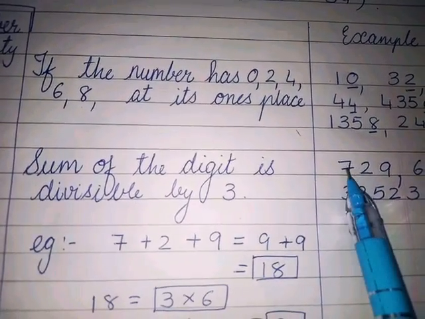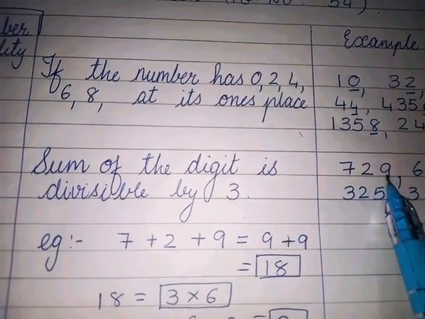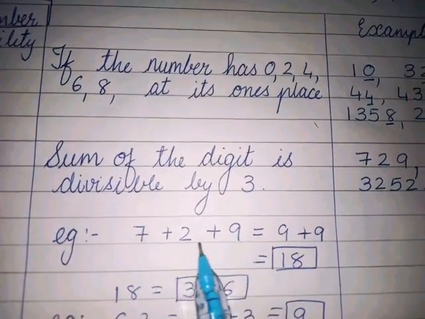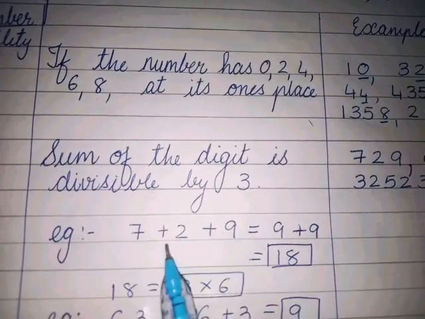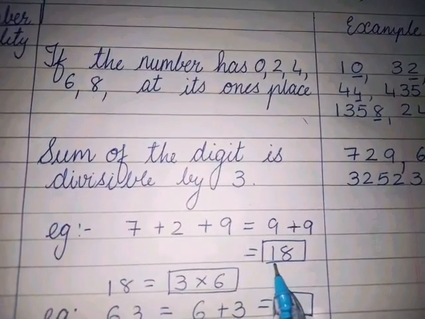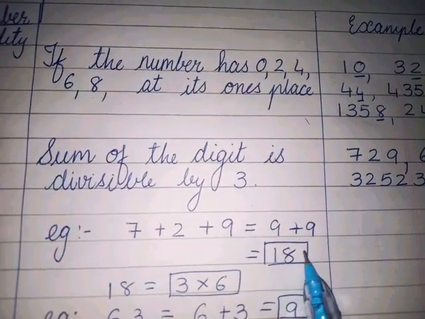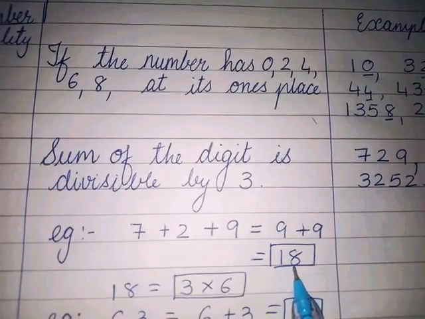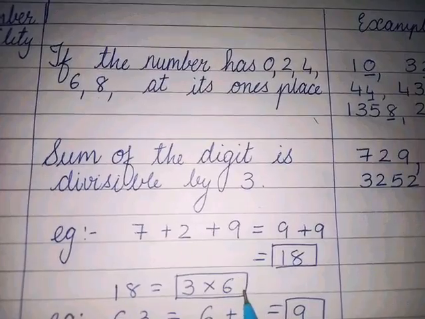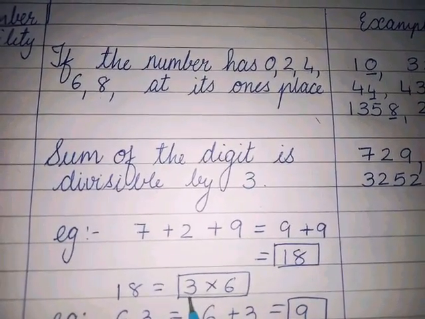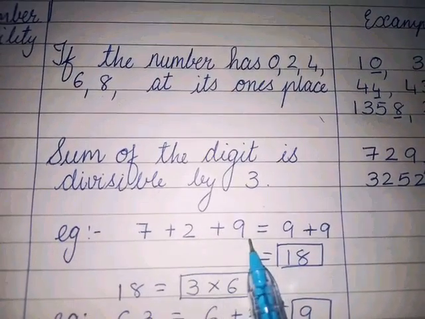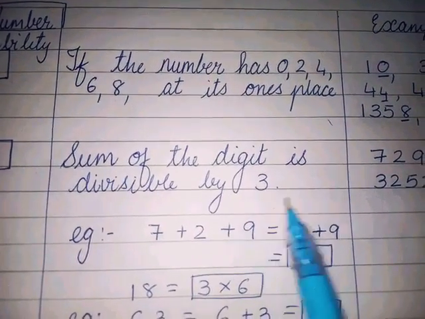What we need to do is first take the digits of this number, 7, 2 and 9, and make a sum of all these digits. The sum of 7 plus 2 plus 9: 7 plus 2 is 9, and 9 plus 9 is 18. We know that 18 is in the table of 3, 6 threes or 3 sixes are 18. So we can say that the number 729 is divisible by 3.